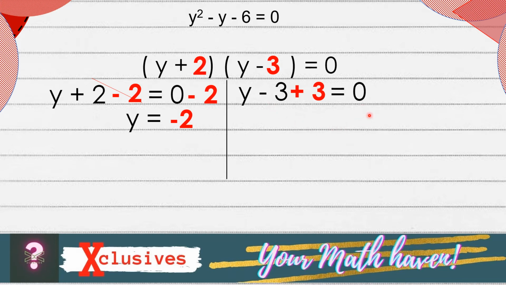Now for y minus 3 is equal to 0, we need to transfer negative 3 to the other side. And to do that, we are going to add both sides by 3. So negative 3 plus 3, that is 0, and the remaining term is y is equal to 0 plus 3. So that is 3. And our roots of our equation are negative 2 and positive 3.